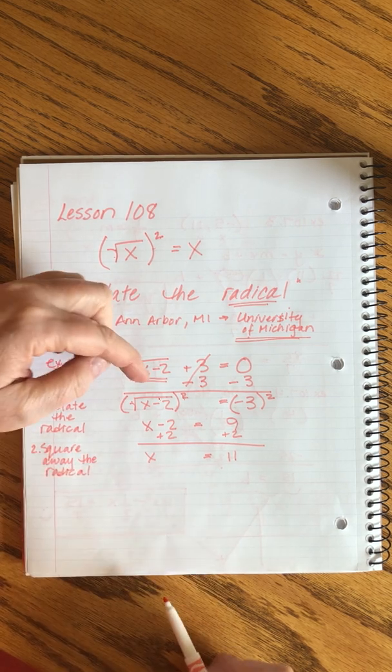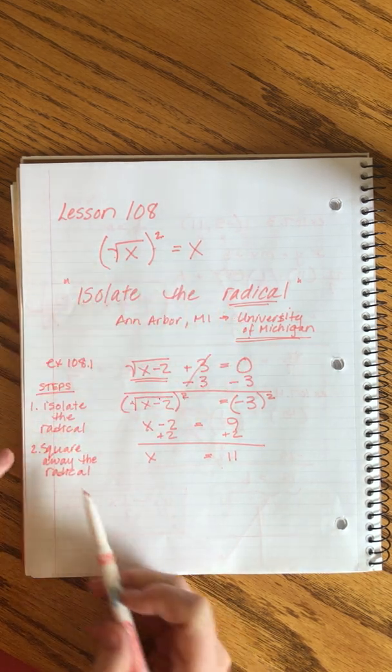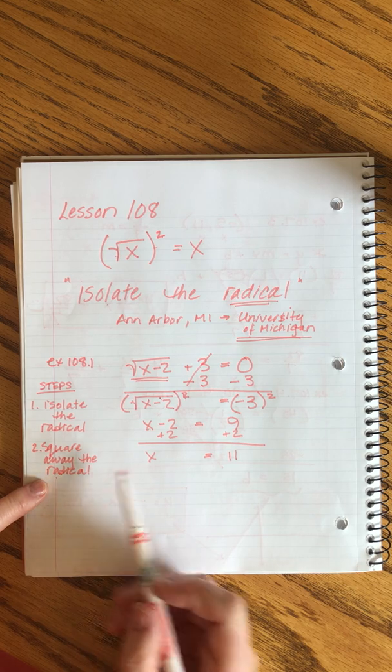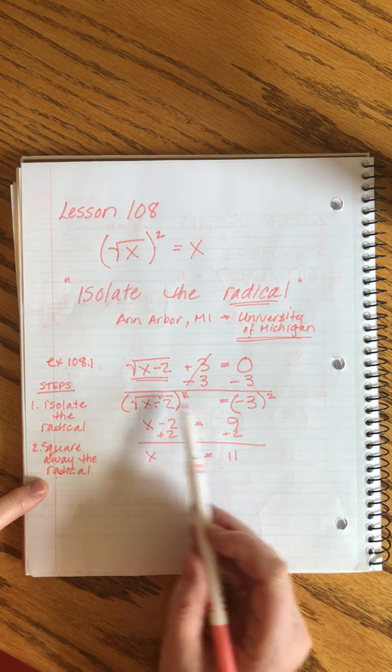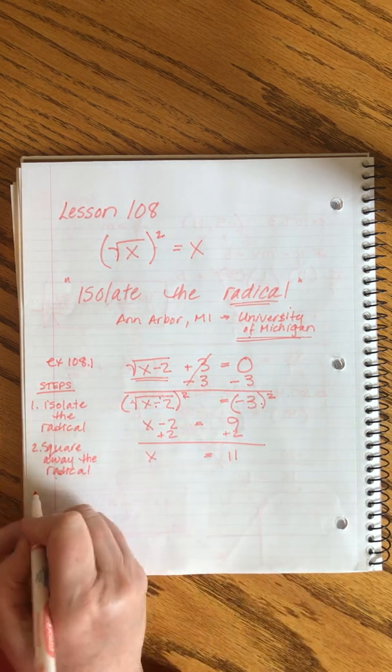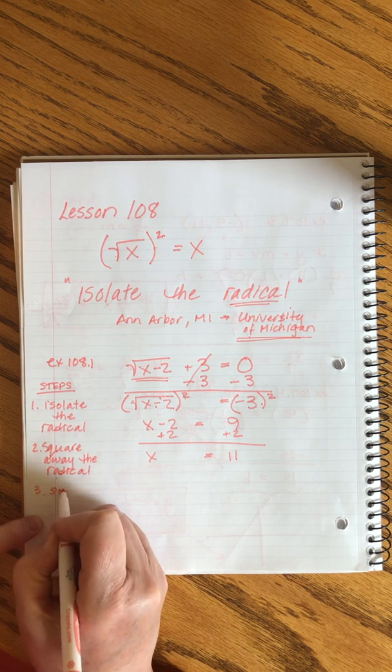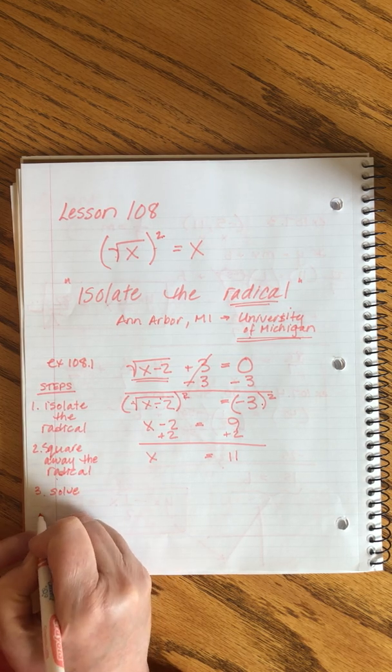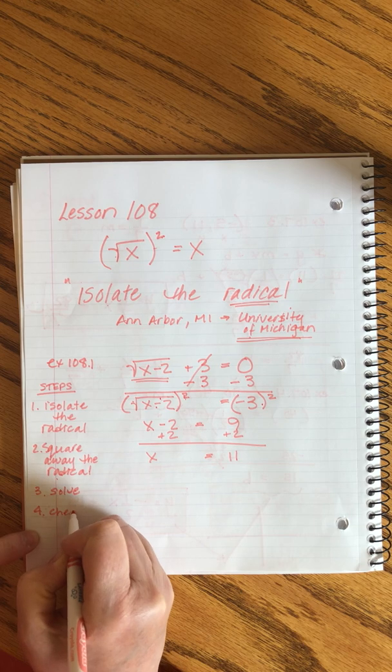Okay, so first we isolated the radical by subtracting the 3. Then I call this squaring away the radical. We squared it away by squaring both sides. Then we just solved it, basic algebra. And now for the final step, we have to check our answer.